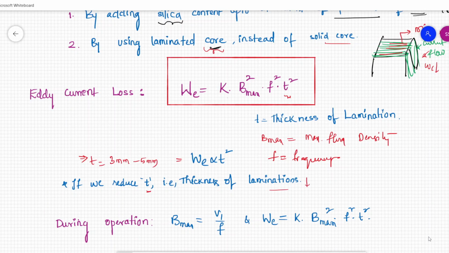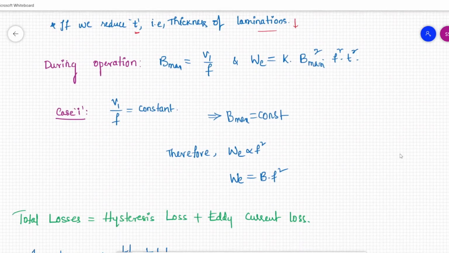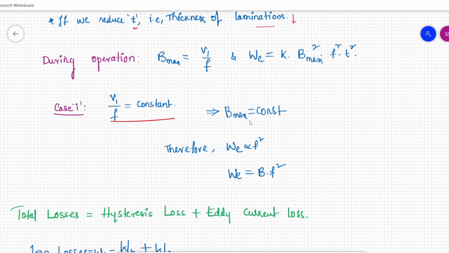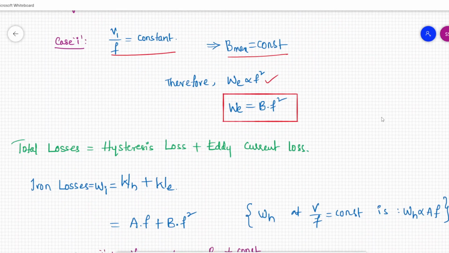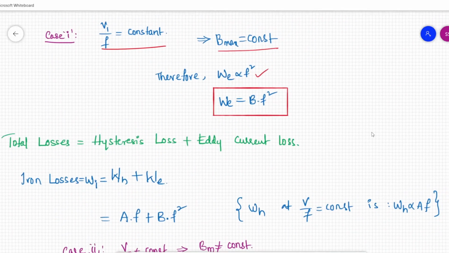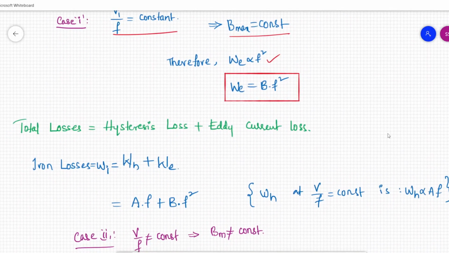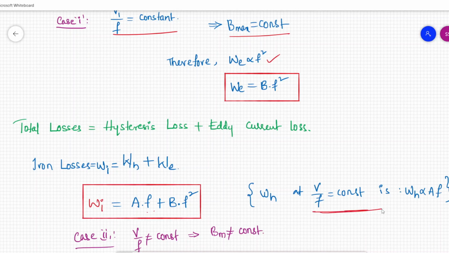So during operation, Bmax should be kept constant. So let us see the cases here. If V by F ratio is constant, Bmax is constant, and eddy current loss will only be dependent on frequency, that is eddy current loss is B into F square. So if V by F ratio is constant, the total iron losses, which is the sum of hysteresis loss and eddy current losses, can be given as A into F plus B into F square. This is when V by F ratio is constant.